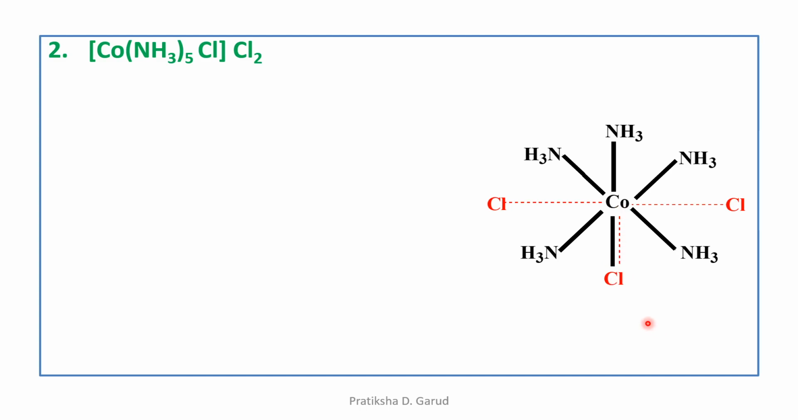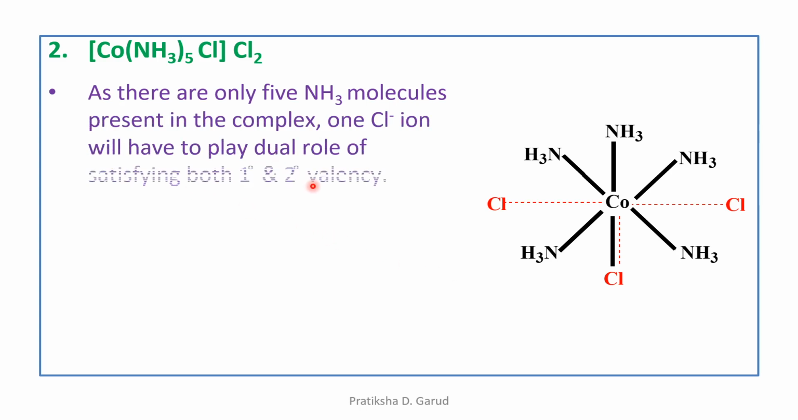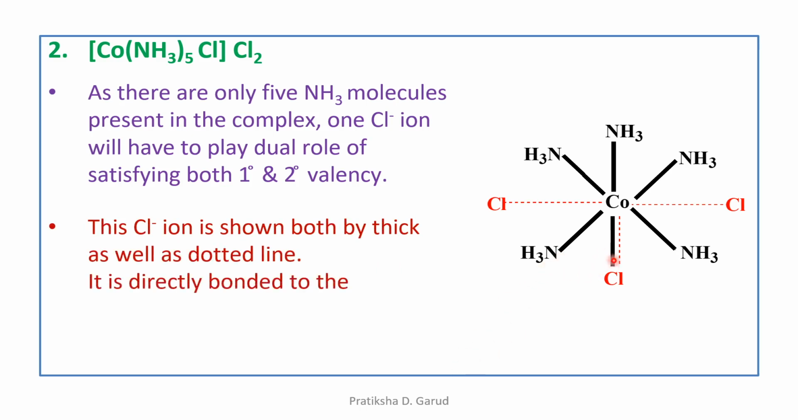To satisfy the 6 secondary valency and 3 primary valency, this 1 Cl is shown by the dotted as well as the thick line. So we can say that as there are only 5 ammonia molecules present in the complex, the 1 Cl minus ion will have to play the dual role of satisfying both primary as well as secondary valency. So this Cl minus ion is shown by the thick line as well as the dotted line. It is directly bonded to the central metal atom.